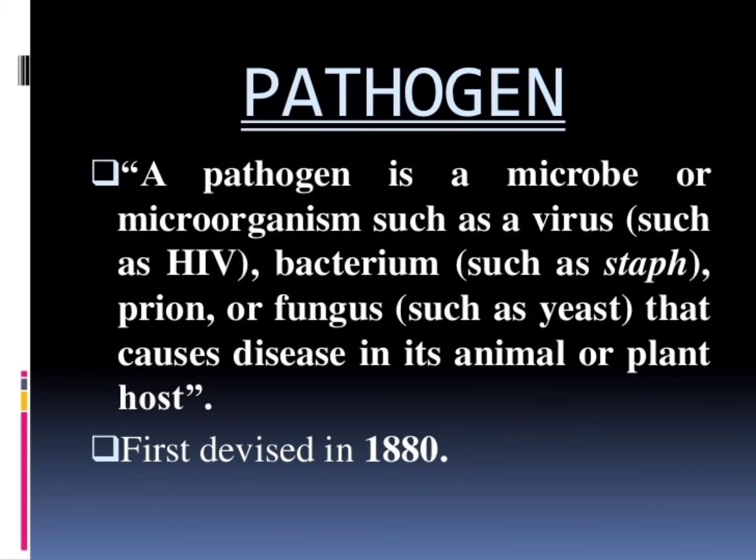So, what are pathogens? A pathogen is a microbe or microorganism such as a virus, bacterium, fungi, etc. that cause diseases in its animal or plant host. Prion is a kind of virus, and you can see the examples of the pathogens like Plasmodium causes malaria, Vibrio cholerae causes cholera, poliovirus causes polio disease, influenza virus causes influenza disease, coronavirus causes COVID disease, etc.